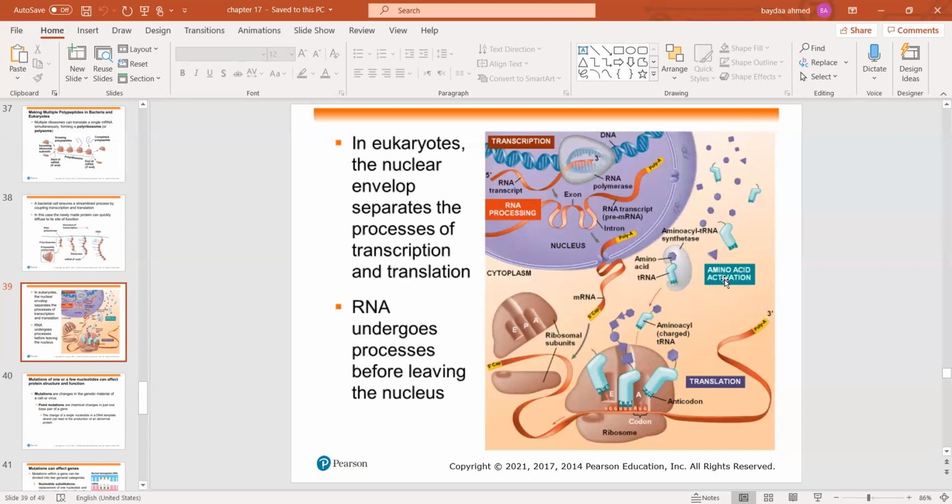In translation, a succession of tRNAs add their amino acid to a polypeptide chain as the mRNA is moved through the ribosome, one codon at a time. When completed, the polypeptide is released from the ribosome.